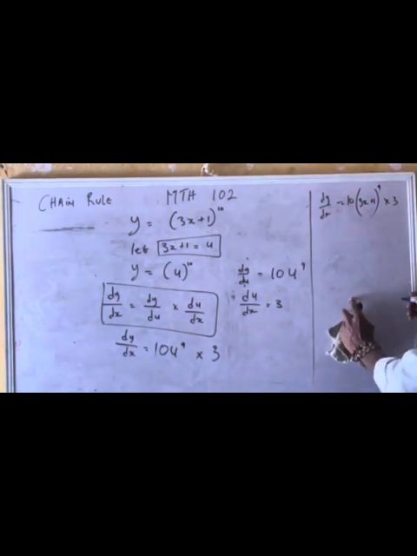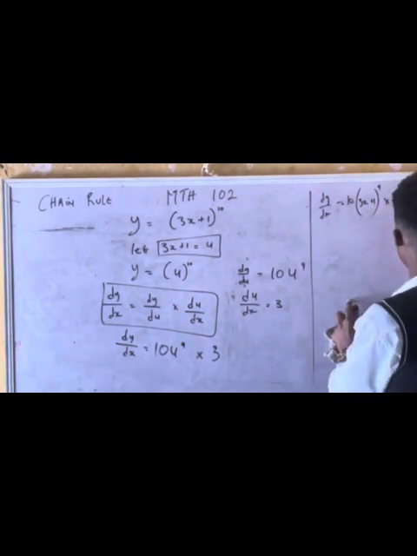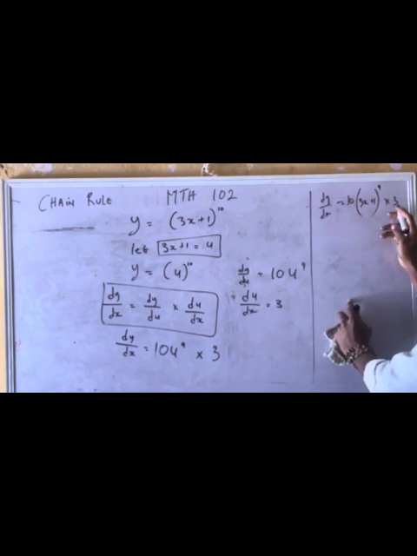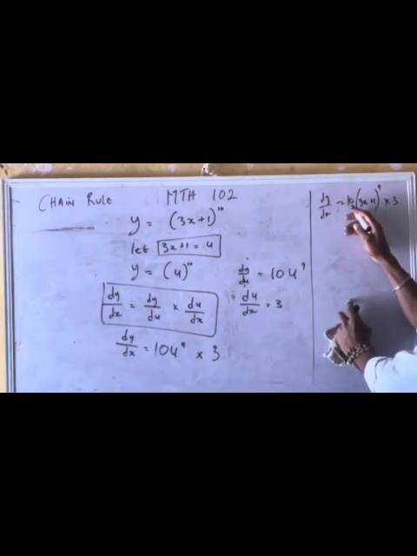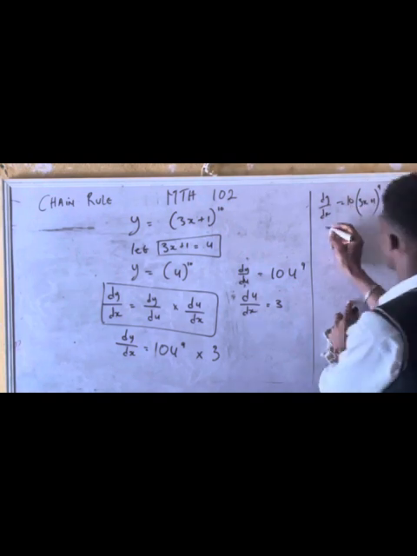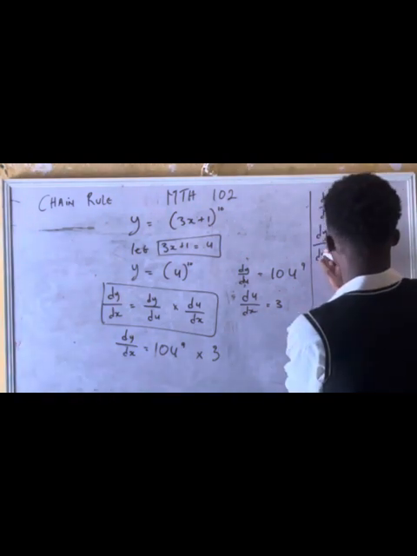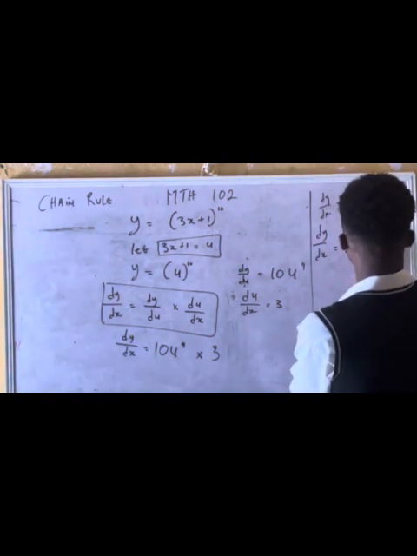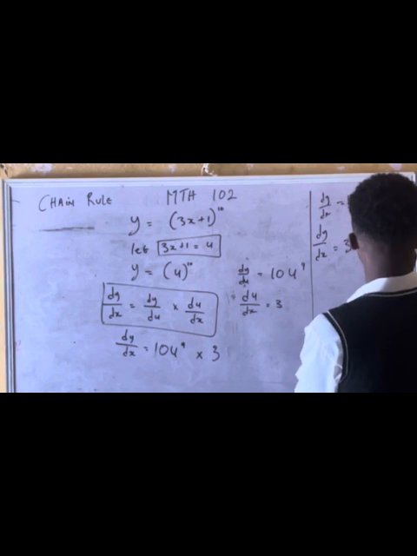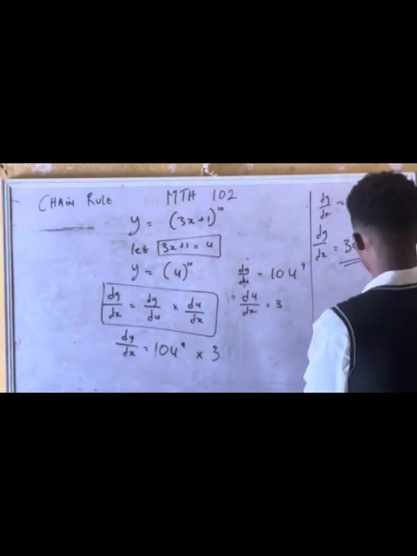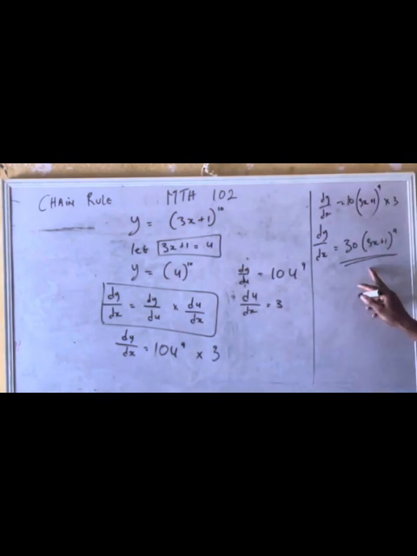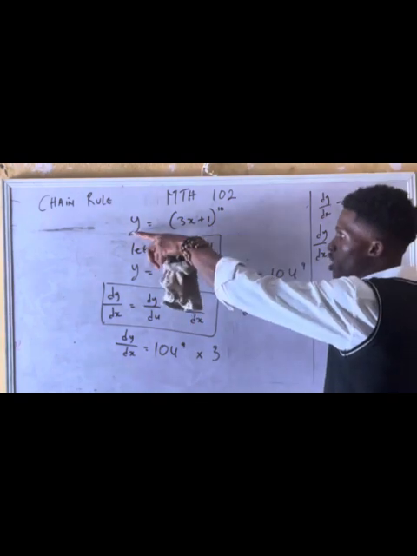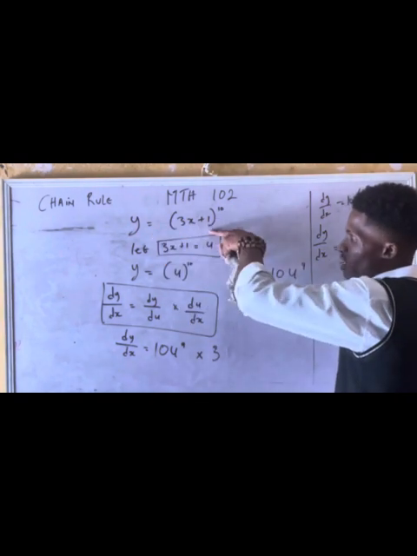Now what can we do next? We multiply this 3 by 10. We are not going to use 10 to expand this bracket, no, because of this power. So 3 is just multiplying 10. So we can say that dy over dx is equals to 30(3x plus 1) raised to the power 9. Very simple and very easy. So this is the result you will get when you use chain rule to find the derivative of this.